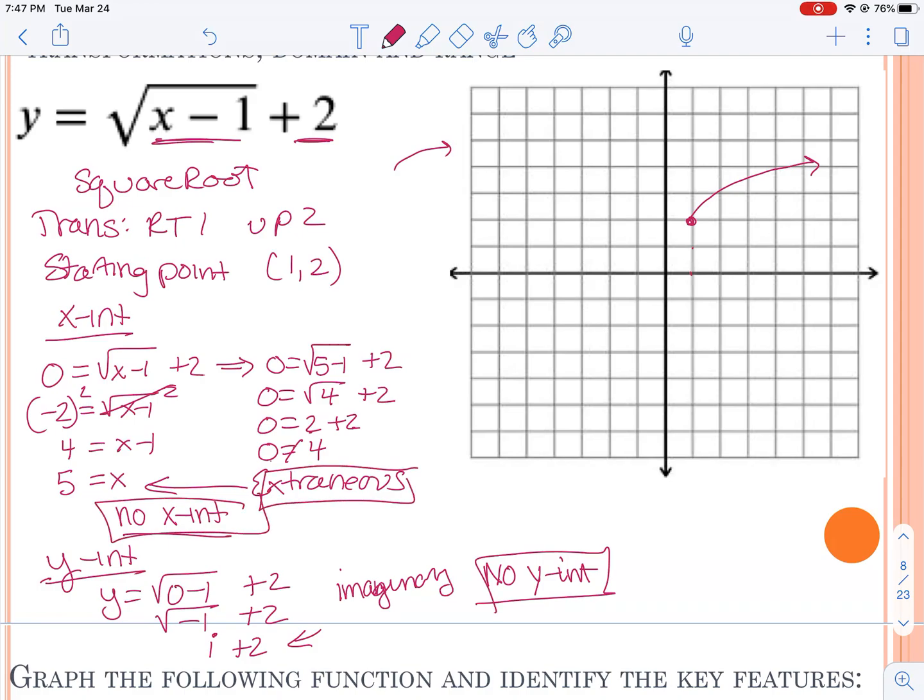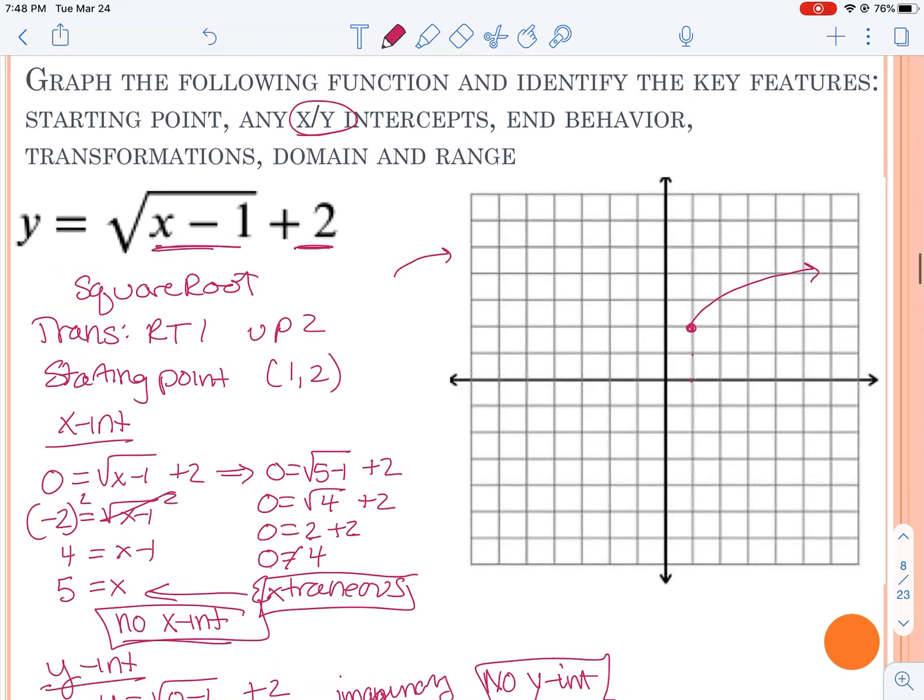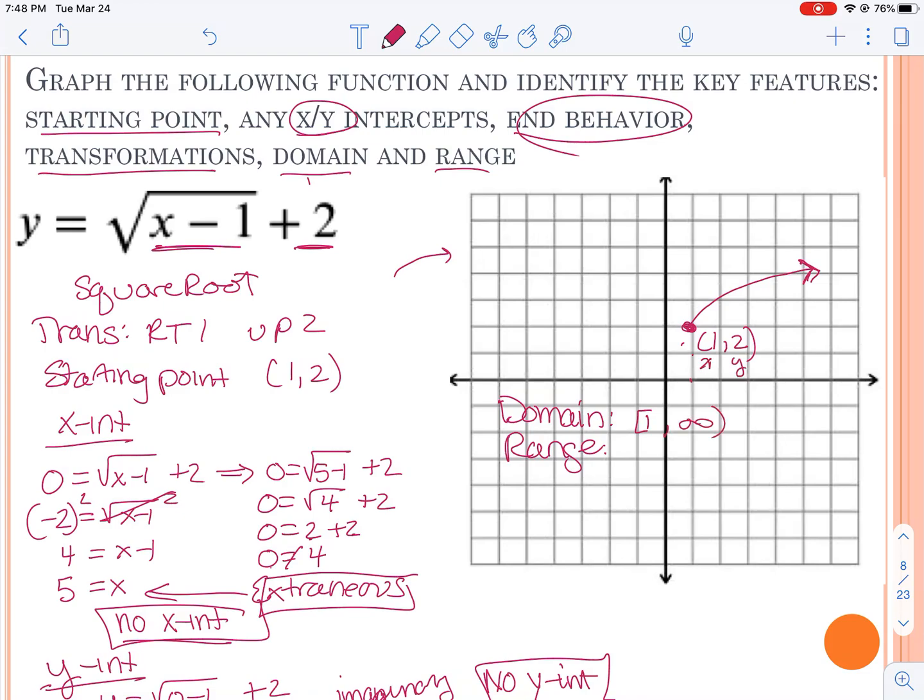So when you get extraneous stuff or imaginary stuff, those are some incidences where you won't have actual points for those parts. Okay, end behavior, do you have a point here and an arrow here? We did the transformations, we did the starting point, so let's do domain and range. So your domain, let's see, if we put that point there, sometimes that will help. So your domain is starting at 1 on the x, remember x is 1, and we're heading to the right, so 1 to infinity. The range is starting at 2, and again, it's heading up to infinity.